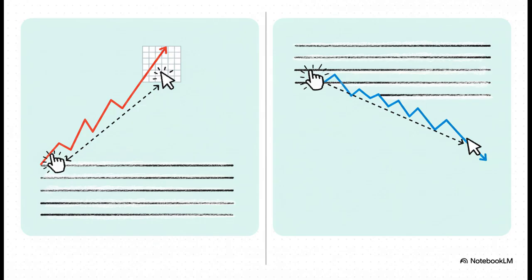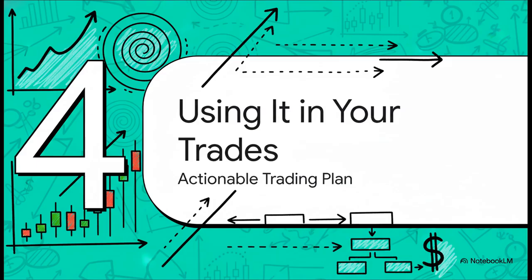For a downtrend, you just do the exact opposite. Click the swing high and drag it down to the swing low. Now your levels show up above the price as potential resistance. Easy as that. All right, this is where the rubber meets the road.